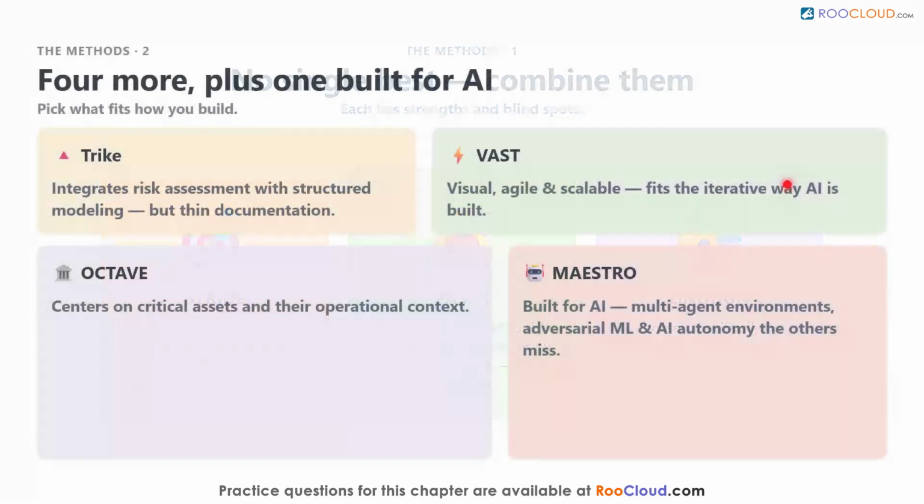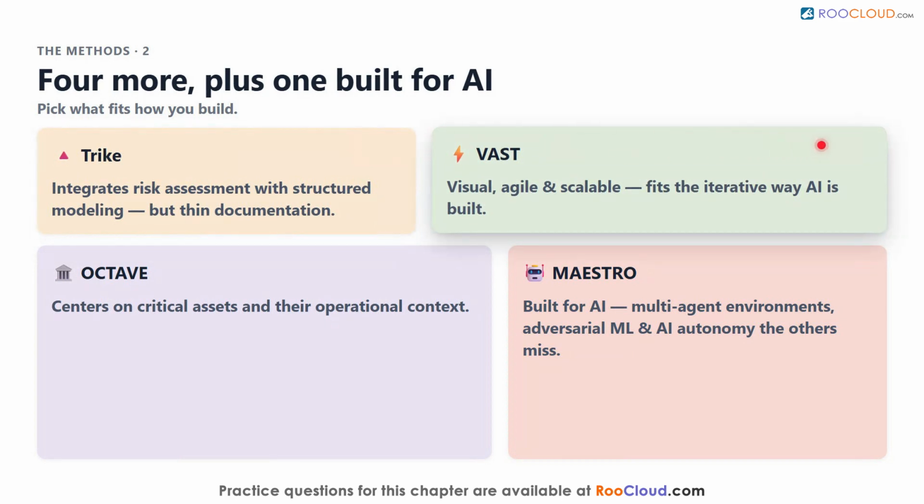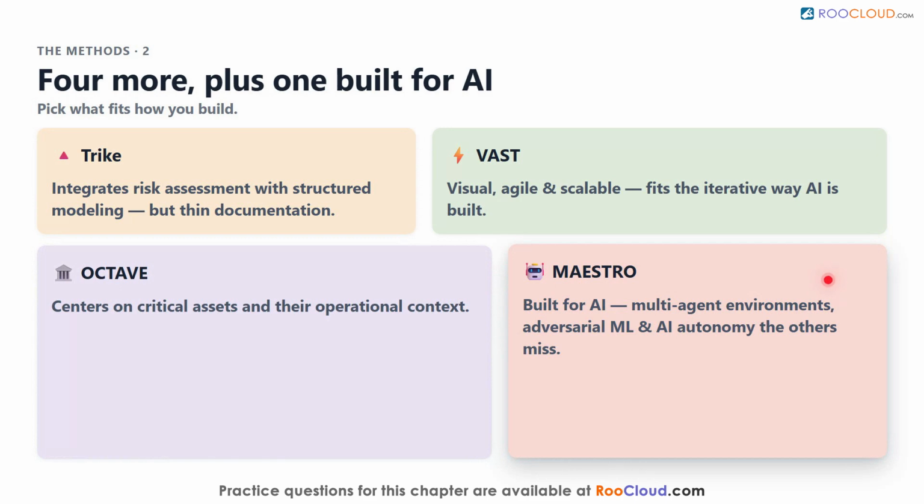The methods continue. Trike integrates risk assessment with structured modeling but has thin documentation. VAST is visual, agile, and scalable, fitting the iterative way AI is built. OCTAVE centers on identifying critical assets and the operational context around them. And MAESTRO is a newer model built specifically for AI, addressing multi-agent environments, adversarial machine learning, and AI autonomy that the older methods miss.